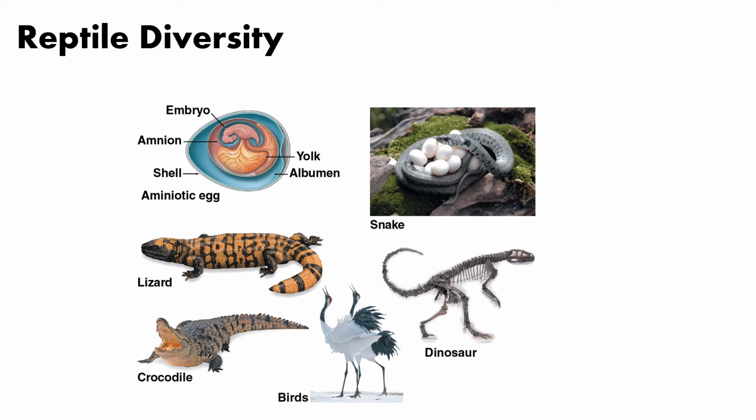So here we have a little bit of diversity shown. We have an example of a lizard, crocodile, bird, dinosaur, and snake. Lots of different types of reptiles, a very interesting group.